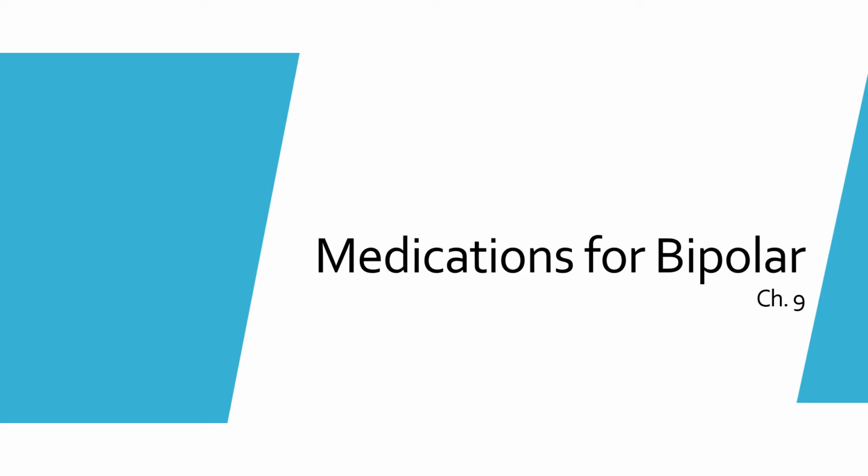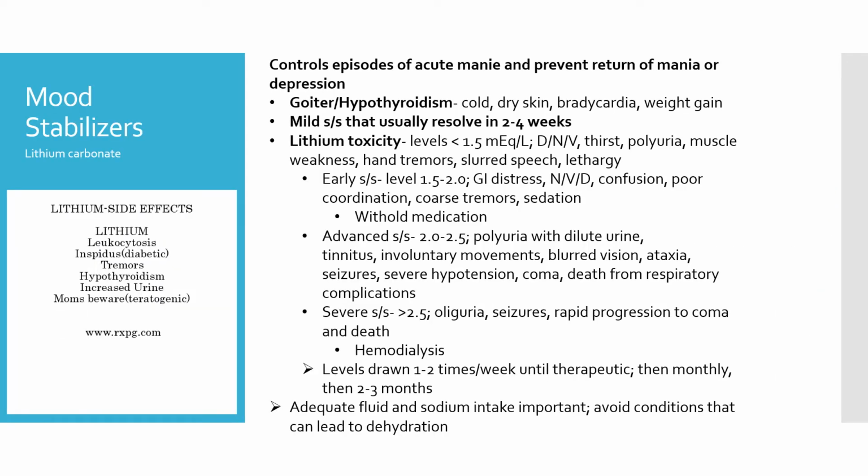Next, we'll go into medications for bipolar from Chapter 9. All right, so mood stabilizers. The main one here we're going to talk about is lithium carbonate. These control episodes of acute mania and prevent the return of mania or depression, but can cause some goiter or hypothyroidism. So some endocrine issues here. So cold, dry skin, bradycardia, and weight gain are going to be our cues here, and make sure that we're notifying the provider because we don't want this going on long term.